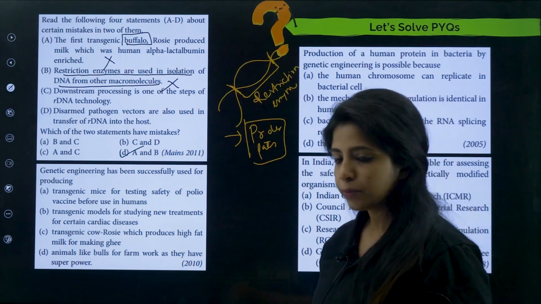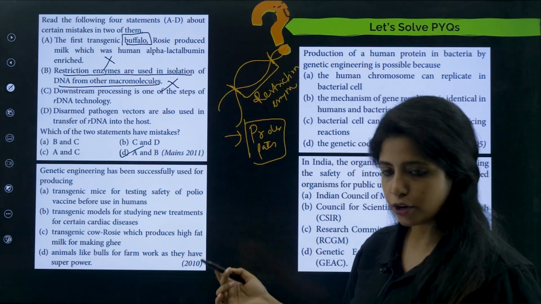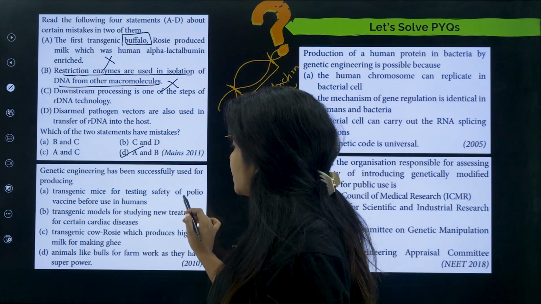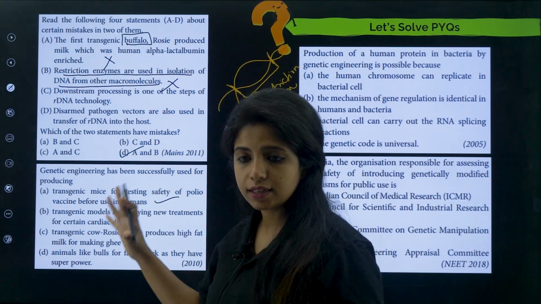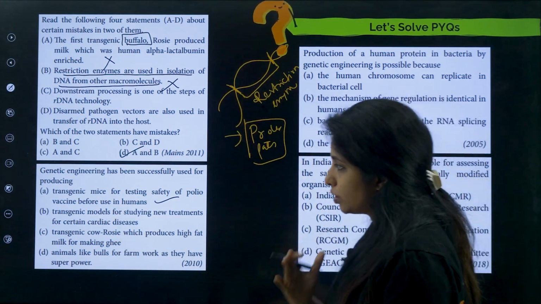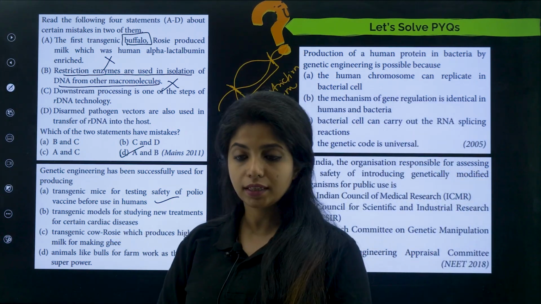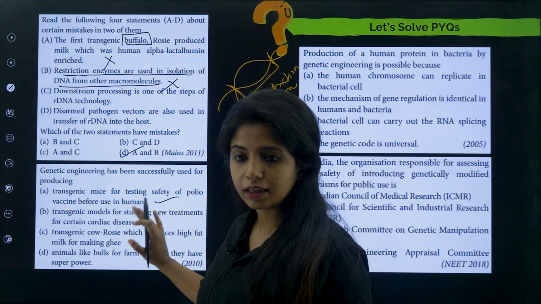Okay, next thing, genetic engineering has been successfully used for producing what, children? Transgenic mice for testing safety of polio vaccine before use in humans. So this is a direct question from your NCERT and you have to give the answer like this. You know it was transgenic mice which we were using for polio vaccine testing, not anything else. So this becomes the correct answer.